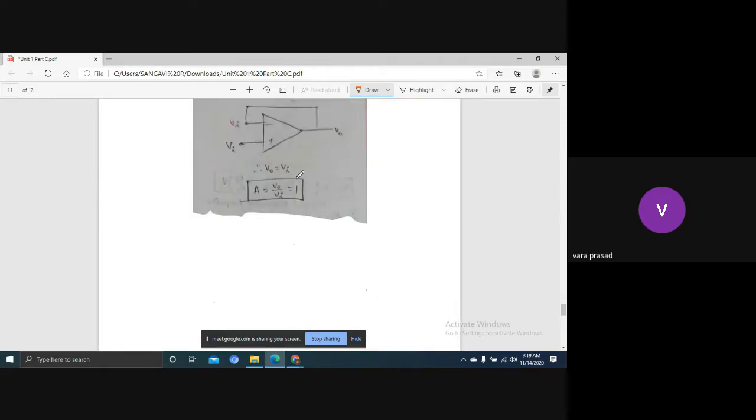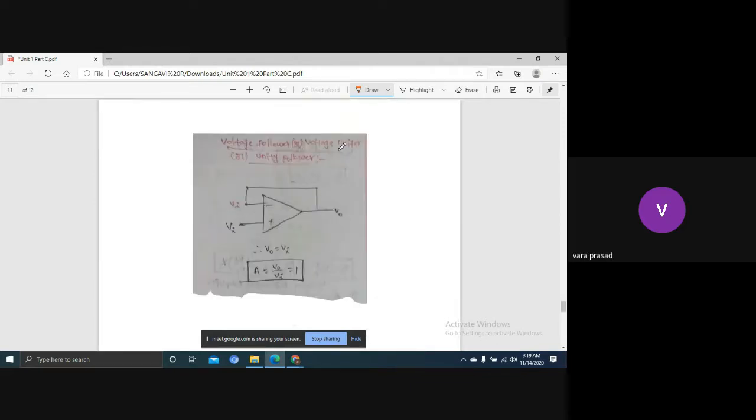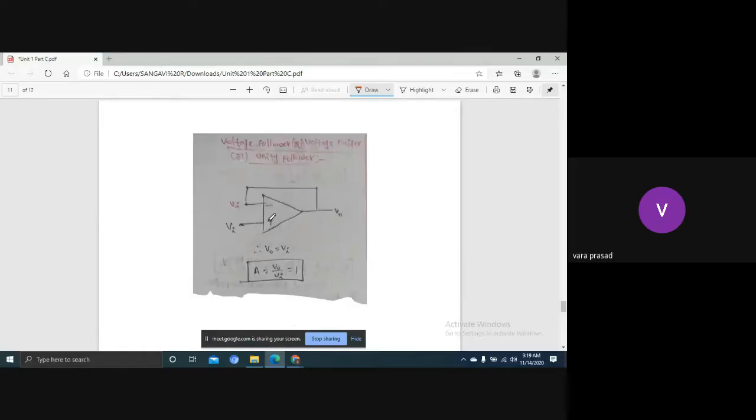Next, voltage follower. This is a very, very important circuit. Voltage follower or voltage buffer, they can ask this. Voltage follower in the sense, the output follows the input. We need to apply Vi at the positive, non-inverting terminal, because we need to get V0 equal to Vi. If V0 is equal to minus Vi, it is not a voltage follower.